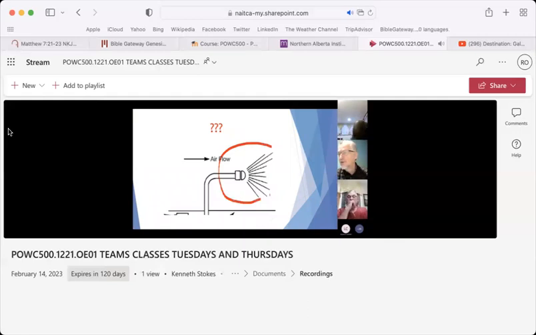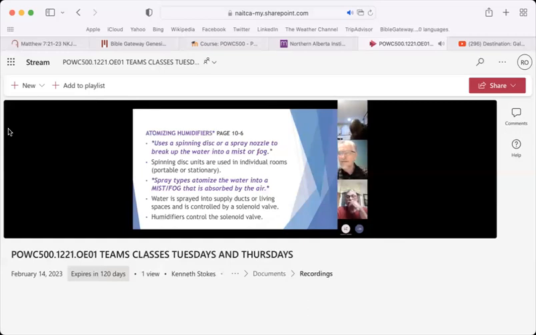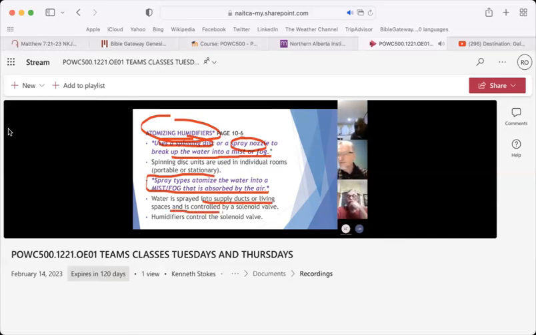Atomizing type just simply has a spray nozzle, and when we turn on some water, it will spray into the airflow. Atomizing type humidifier. I've seen these in industrial use. I've never seen these in a residential setting. Two kinds of atomizing: the spray nozzle is the one we looked at, or one that has a spinning disc. We're basically breaking up water, atomizing it into a mist or fog. They atomize the water into a fog that's absorbed by the air, sprayed into the supply ducts or living spaces, controlled by a solenoid valve.